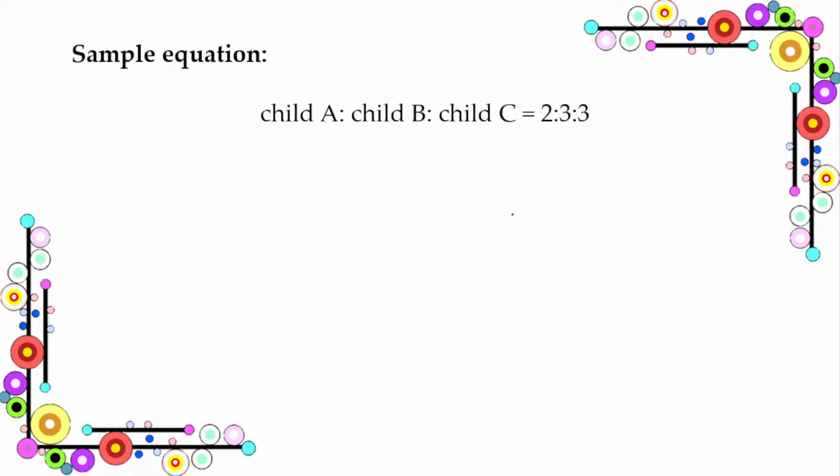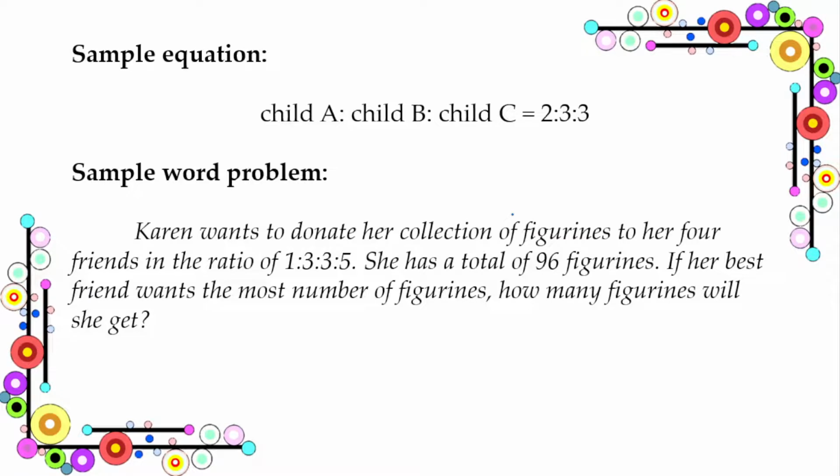Child A is to child B is to child C equals 2 is to 3 is to 3. So we have a sample word problem. Karen wants to donate her collection of figurines to her 4 friends in the ratio of 1 is to 3 is to 3 is to 5. She has a total of 96 figurines. If her best friend wants the most number of figurines, how many figurines will she get?